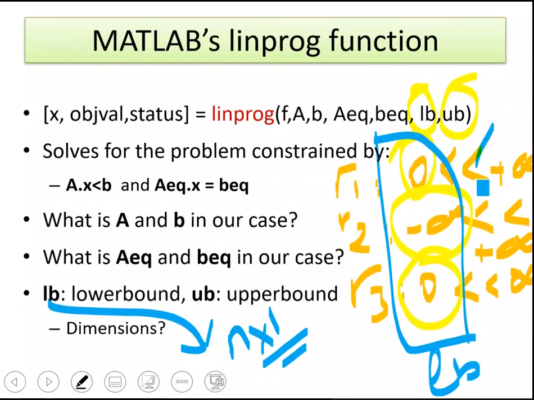Similarly, the upper bound vector, in this case, is always plus infinity. It will have, again, n by 1 dimension. And all the elements in the upper bound vector will be plus infinity. So LB and UB inputs here in the Leanpro function are used to define lower bounds and upper bounds of reactions based on the reversibility information.